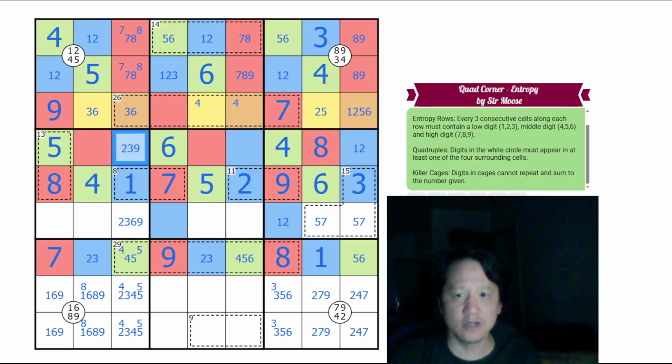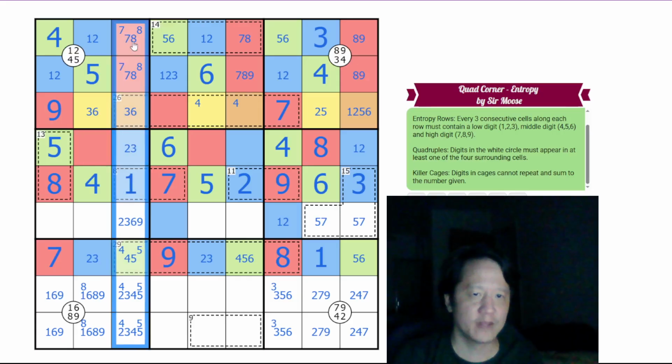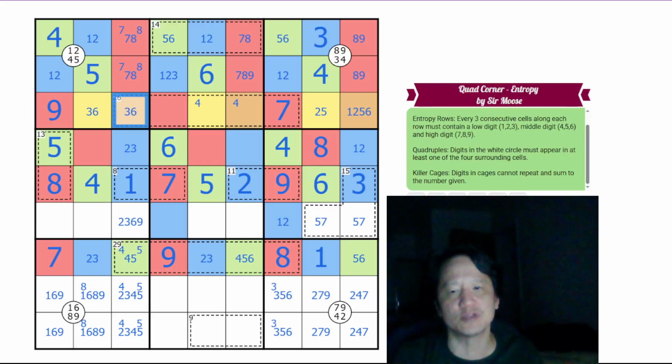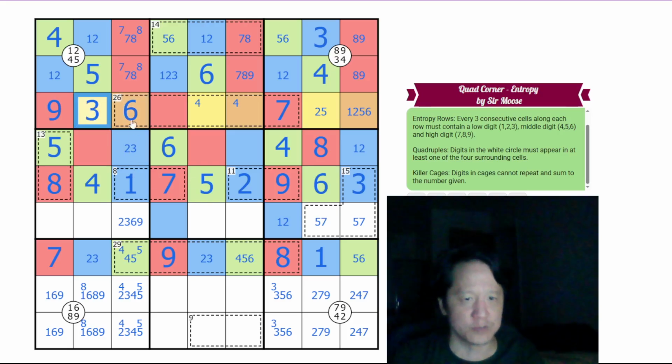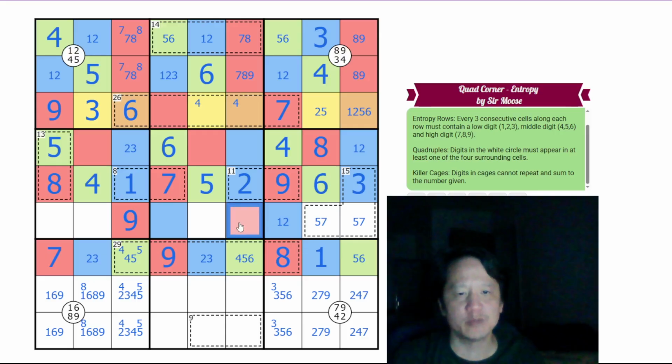So since this is low, we have a guaranteed 2, 3, 4, 5 in column 3, which eliminates 2, 3, 4, 5 quadruplet, which eliminates 2, 3, 4, 5 in the rest of the column. This can't be 3. It's 6, which makes this 3. This can't be 2, 3, or 6. It's 9. So this is a high digit here, which means this must be high. This is medium. This is medium, medium here. So this must be high, and this is low here.